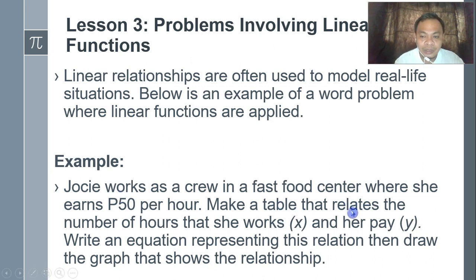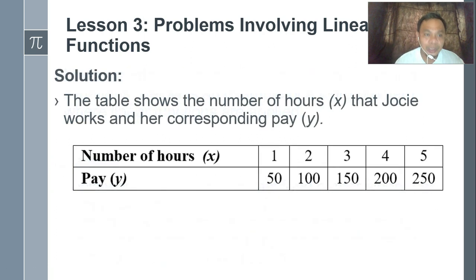Make a table that relates the number of hours that she works, which is X, and her pay, ibig sabihin yung sahod niya, which is our Y. Write an equation representing this relation, then draw the graph that shows the relationship. Okay, so we have here the solution. The table shows the number of hours X that Josie works and her corresponding pay, which is Y. Diba? Yung hours po ay si X, tapos yung sahod or pay niya ay Y.